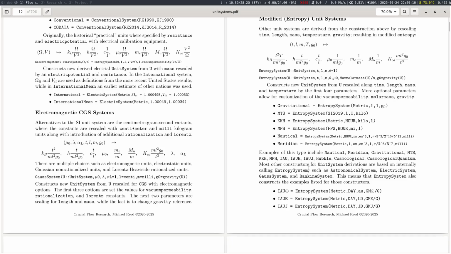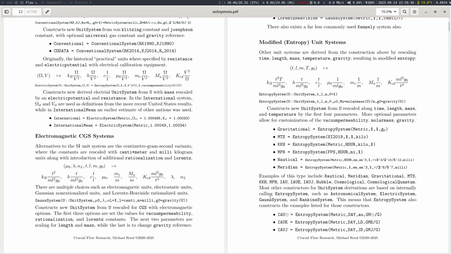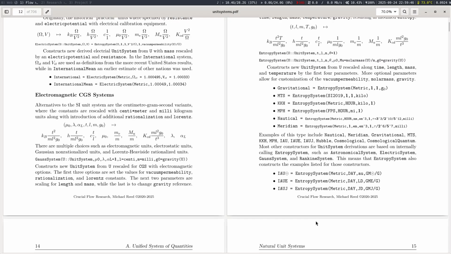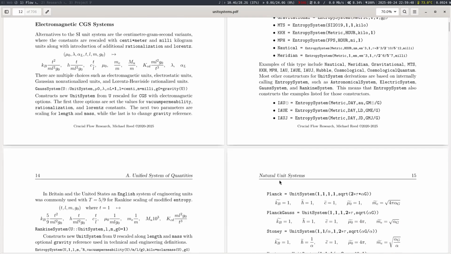Most other constructors for unit system derivations are based on internally calling entropy system, such as astronomical system, electric system, Gauss system, and Rankine system. So all those other constructors are a specialization of this one, entropy system. This means that entropy system also constructs the examples listed for those constructors.